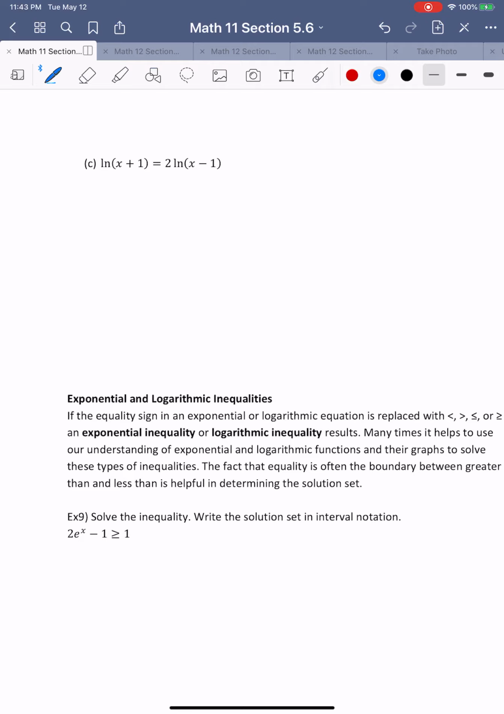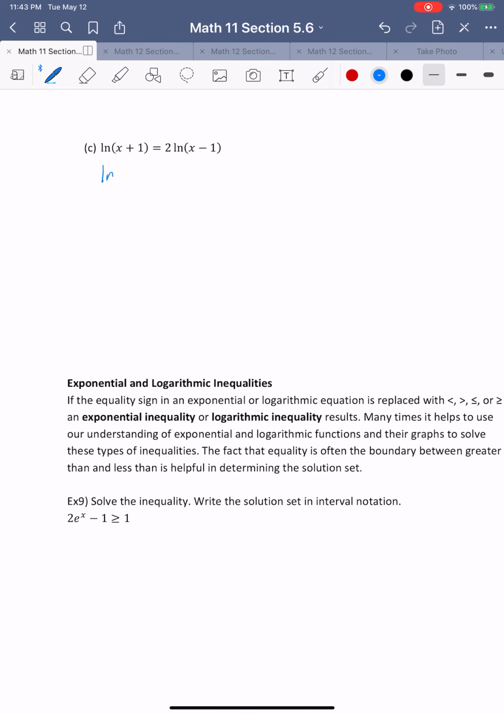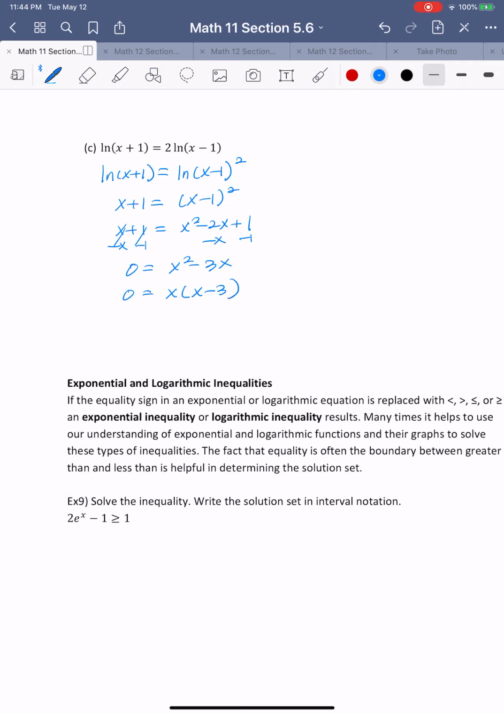Now, what if you have a log on both sides? In that case you need to write ln of (x plus 1) equals ln of (x minus 1) squared. You have the ln on both sides, so you can say x plus 1 is the same as (x minus 1) squared. So x plus 1 is the same as x squared minus 2x plus 1. Subtract x from both sides, subtract 1 from both sides, and then 0 equals x squared minus 3x, which is 0 equals x times (x minus 3). So you have x equals 0 or x equals 3.